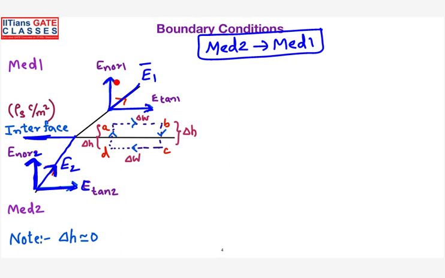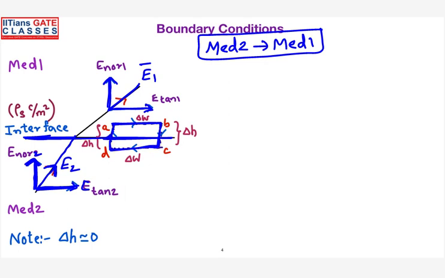Now we will separately see what will happen to the tangential component using one boundary condition, and what is the relation between the normal components using another boundary condition. So we'll try to do that. To start with, I have considered a small loop in this particular direction, which is covering a small part of the interface. I have covered a portion of the interface assuming a loop from A to B, B to C, C to D and D to A.